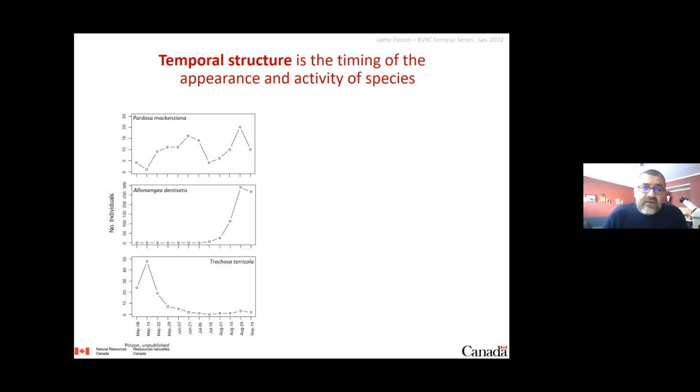And these are data that were collected from May to September. So it's a fairly short window of time, but even then you can see that there are some very interesting changes in the abundance of some of these species. So for example, the first species over there, Pardosa mackensiana, which is a wolf spider, is more or less prevalent across the whole summer. Whereas the 2 other species, Alopecosa denticetis, which is a sheet weaving spider, and Trochosa terricola, which is another wolf spider, they switch.